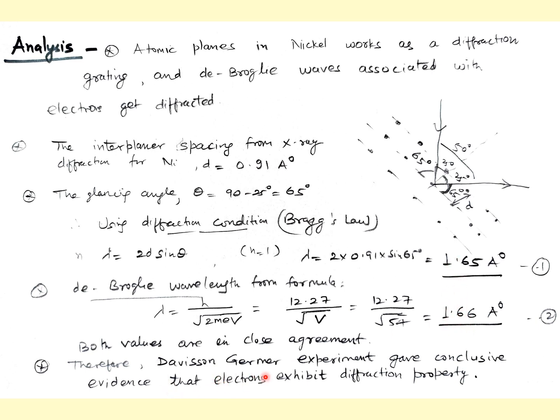Therefore the Davisson and Germer experiment gives the proof that electrons have the diffraction property, and that's why electrons can be treated as waves. Before that they were treated only as particles. So the Davisson Germer experiment is an experimental proof for the matter waves.